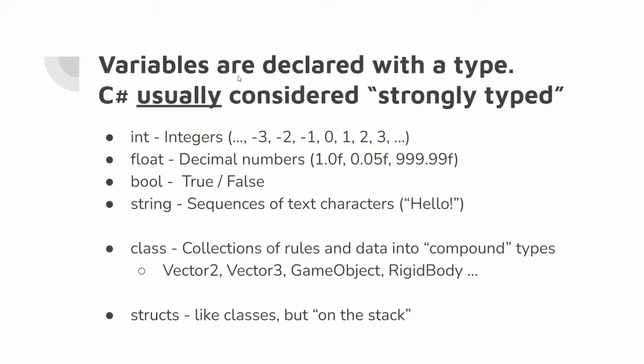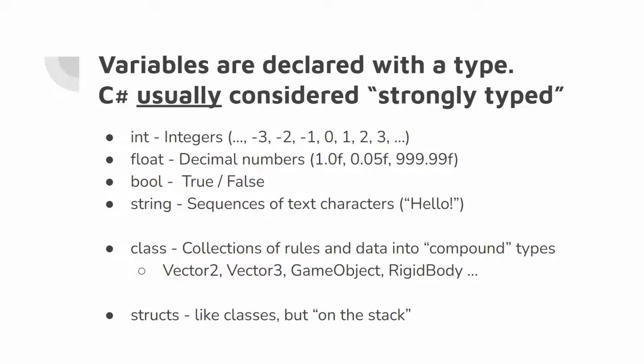So fundamental data types, fundamental variables, are declared with a type. C# is usually considered strongly typed, meaning when you have a variable, you should give it a type. There are other languages that can be very loosely typed or untyped, where you just say I name something X, and X could contain a string, an integer, a float, or an object. It can contain anything. That'd be an untyped or loosely typed language.